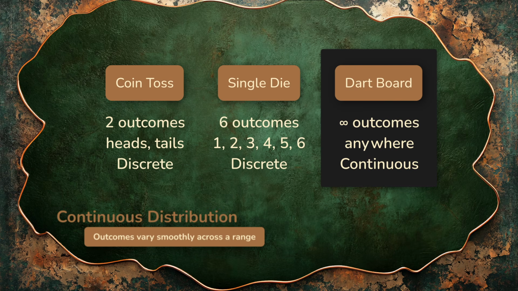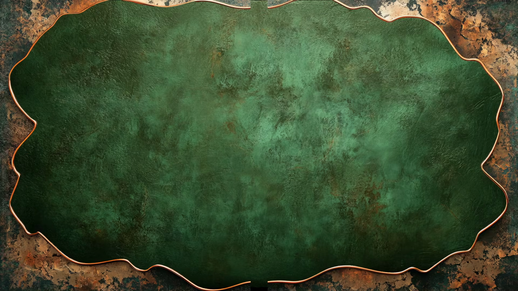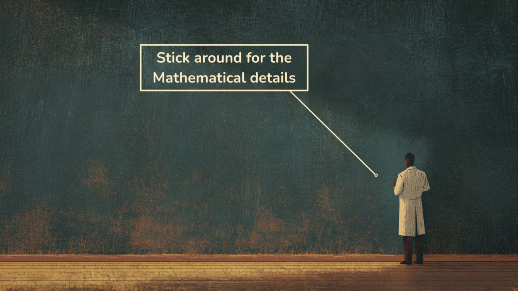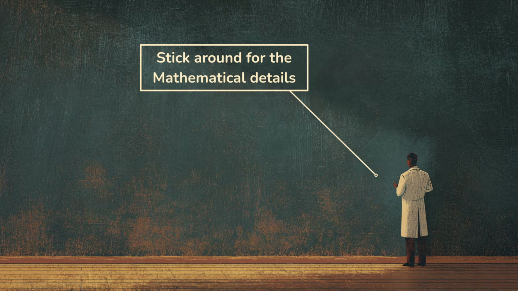We call that a continuous distribution. This means outcomes vary smoothly across a range. There's one subtle exception to the finite idea that we'll talk about later. It's a bit technical, but if you like having the full mathematical picture, we'll go there.